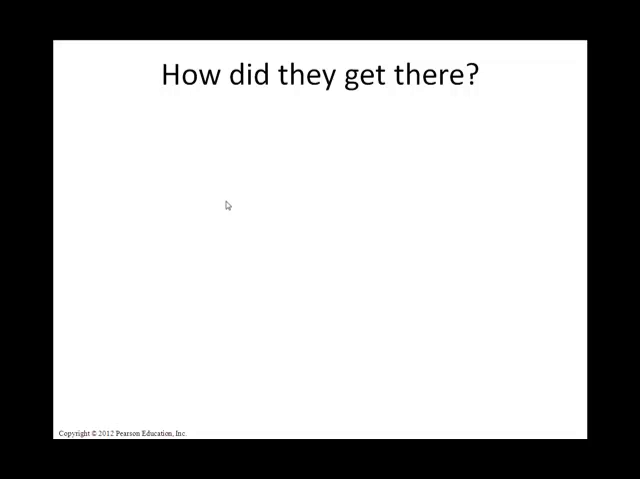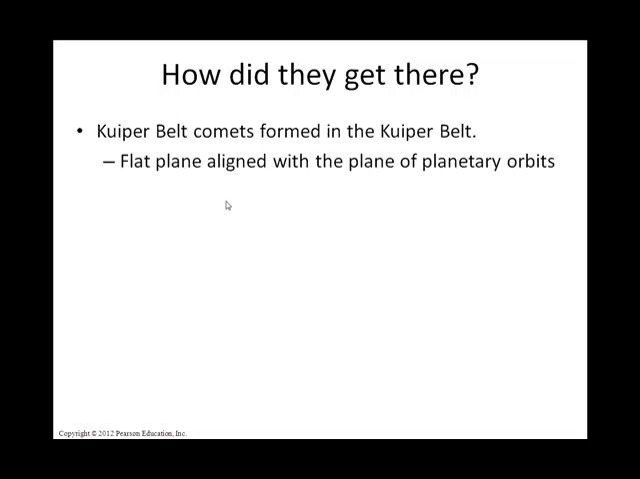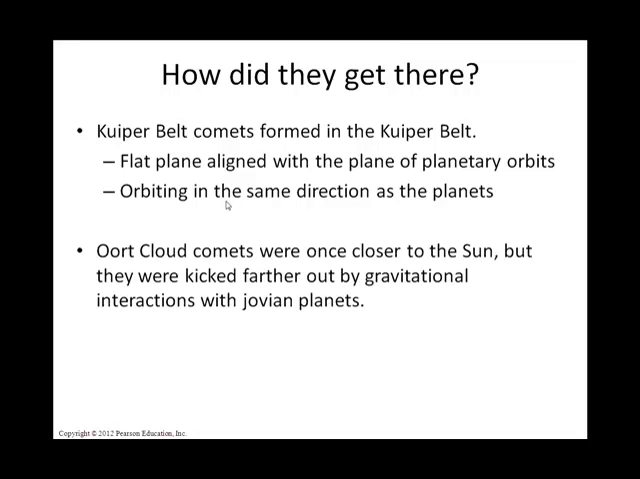beyond Neptune's orbit. Okay, so in general, we think of the Kuiper Belt comets coming from that, remember, the planetary disk during the nebular theory, leftovers out there. And then the Oort cloud comets we think used to be closer, but they were kicked out. And so they have this faraway spherical sort of distribution, and they're going in all directions.